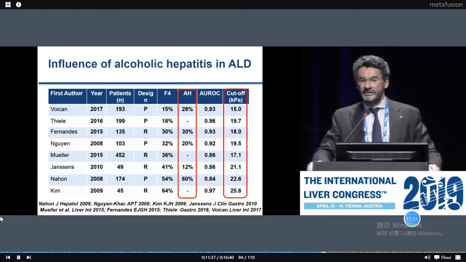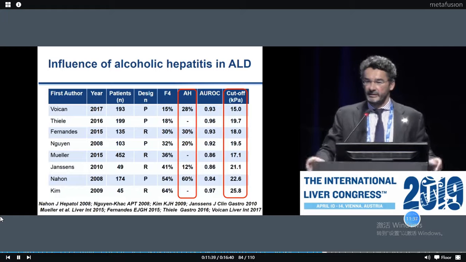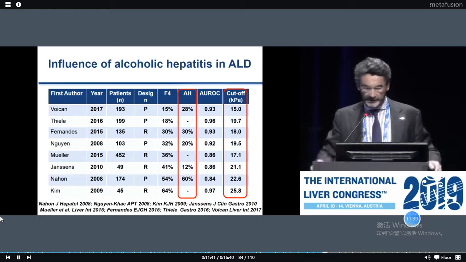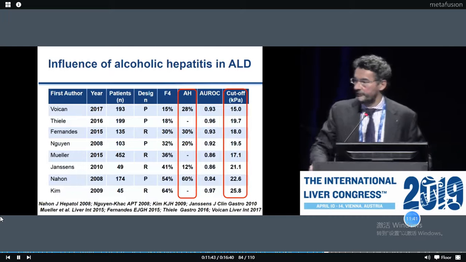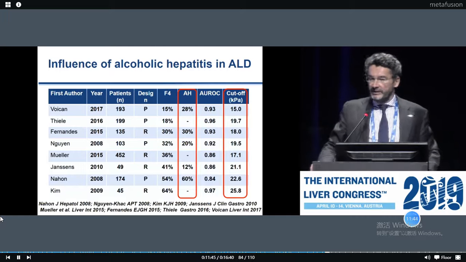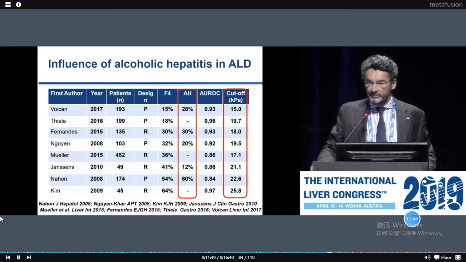Another issue is the influence of alcoholic hepatitis in alcoholic liver disease. And of course, I've taken alcoholic liver disease as a model for NAFLD. And look at the studies. Some don't even mention alcoholic hepatitis. And when it's mentioned, it goes from 10 to 60%, so highly variable.